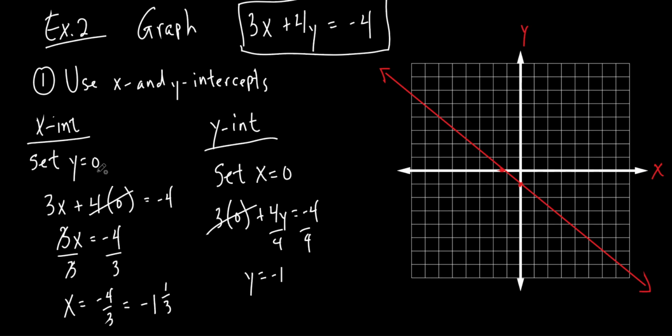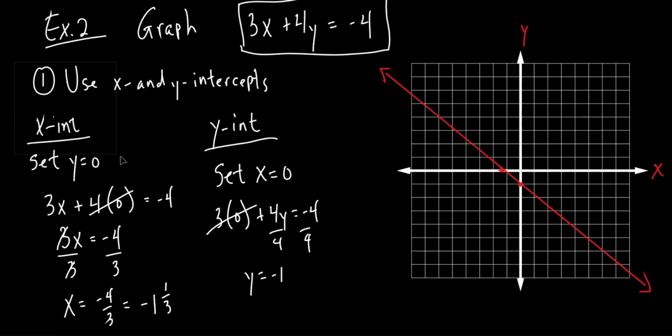It's not too hard. Just cancel this one out and solve for y. Cancel this one out and solve for x. Right? You got your x-intercept, you got your y-intercept. Let's do it a second way. So that way was using x and y-intercepts.